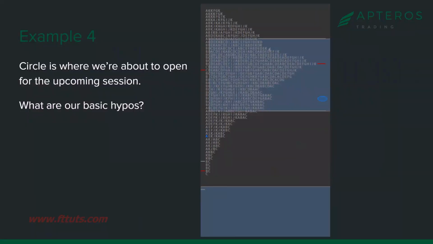Circles where we're about to open. What are our basic hypos? Well, we can't see that there's been any really important condition shift, right? So it's really just rotational, and we're at the lower edge. So I'd probably look to find a way to get long somewhere if this is going to hold. Or if it breaks down, then I'll find a way to get short. This becomes the destination given the older structure.